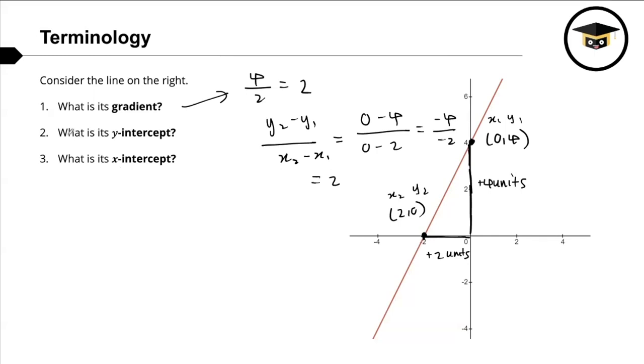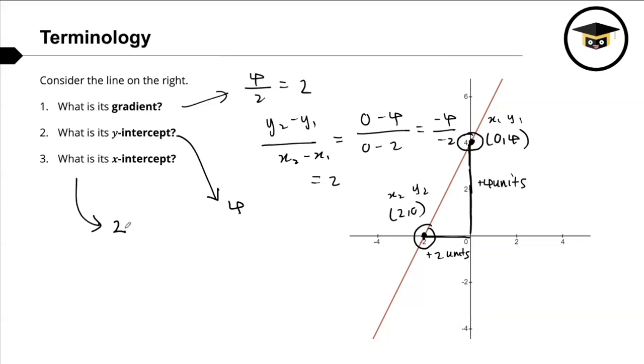Now, part 2. What is its y-intercept? Well, remember, the y-intercept is where a line crosses the y-axis, and you can see it crosses the y-axis at a point of 4. So our y-intercept is 4. And third question, what is its x-intercept? Well, you can see our line crosses the x-axis at a number of 2. So that's going to be our x-intercept. X equals 2.